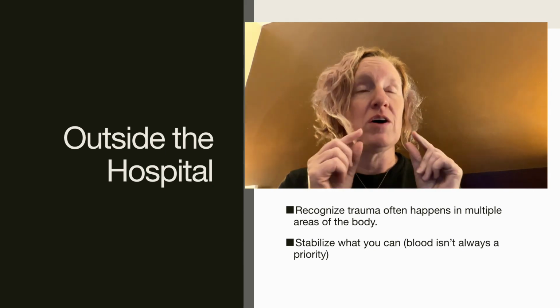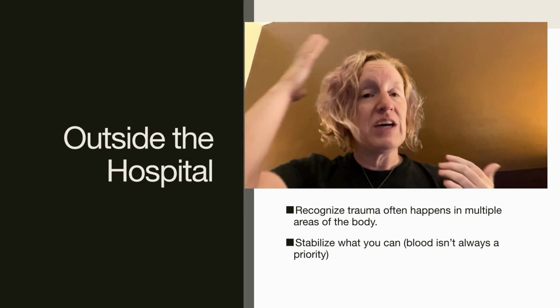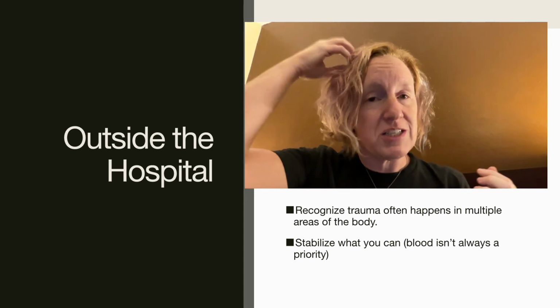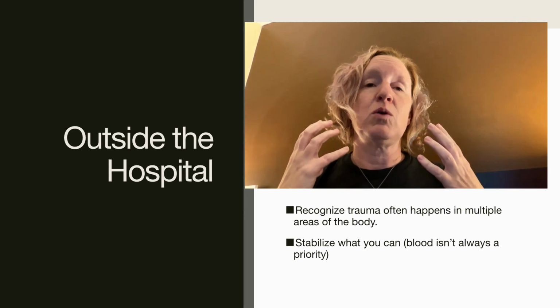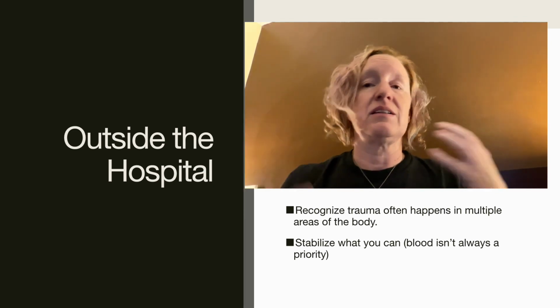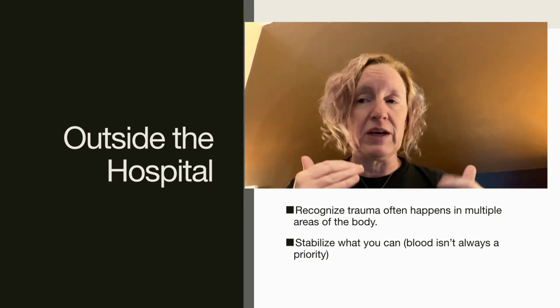with trauma, you have more than one body system that's involved. All right. So if you have a head injury, very rarely do you have just a head injury. You have a head injury and a spinal cord injury, or you have a head injury and a broken bone or something like that. So there's always multiple things.